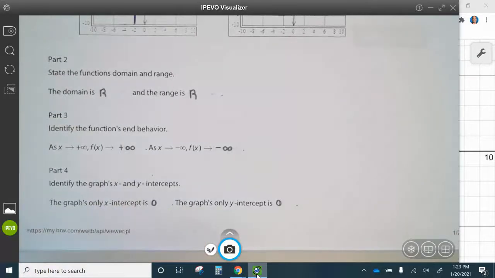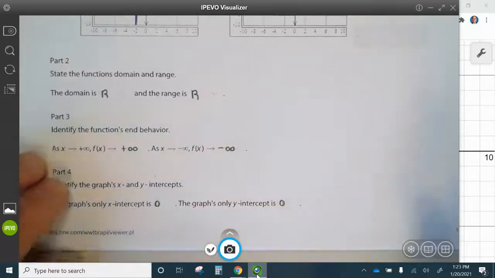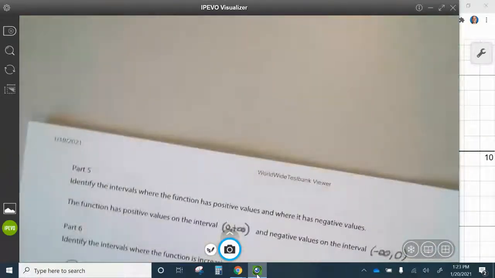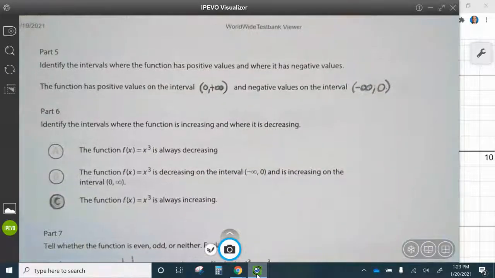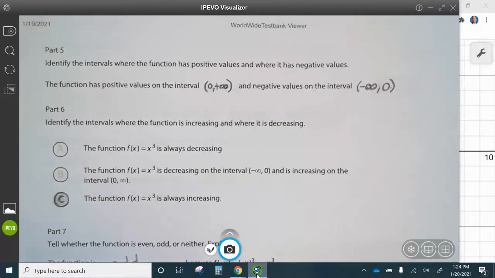Part 4, identify the graph's x and y intercepts. The graph's only x-intercept is 0. The graph's only y-intercept is 0. Part 5, identify the intervals where the function has positive values and where it has negative values. The function has positive values on interval 0 to positive infinity and negative values on interval negative infinity to 0.